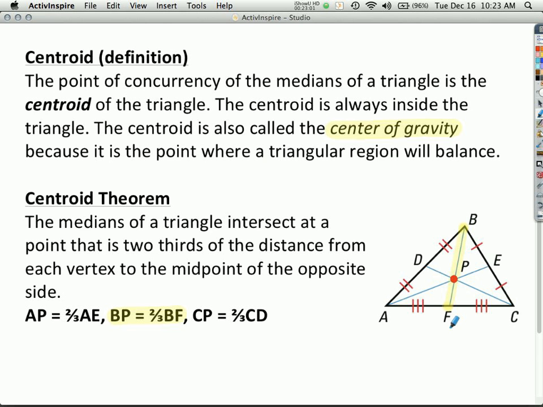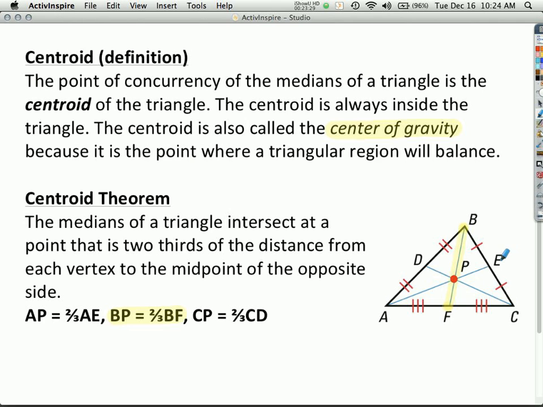And that is true for all three medians. CP will be 2/3 of CD. AP will be 2/3 of AE. We can use this fact to solve problems and to help us, especially considering the centroid also functions as the center of gravity, the balancing point.